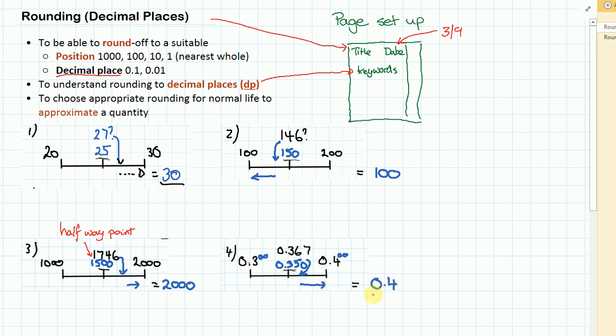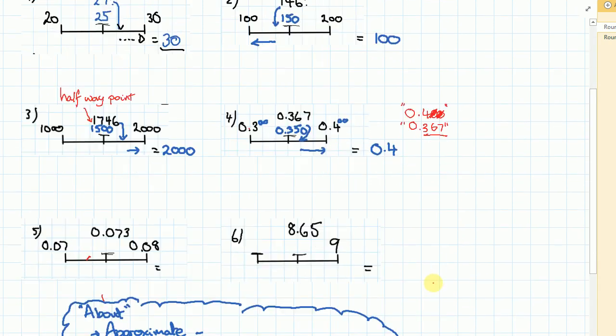It's not 0.400. We don't put the 400 because if I wanted 0.400 to be the number, well, I've got a better number to look at, which is 0.367. So if we wanted 3 places, I would quote the more accurate version of the number. But when we're doing just to the nearest decimal, the first decimal number, you only quote that first decimal number. Okay, scroll on.